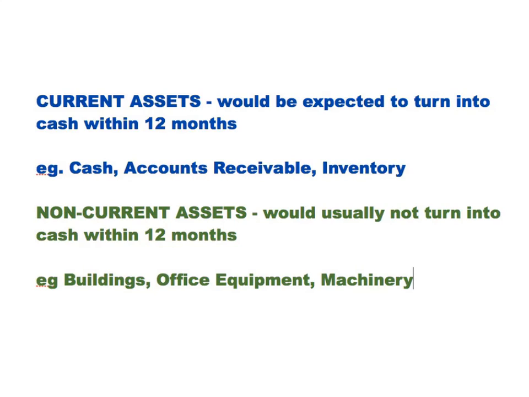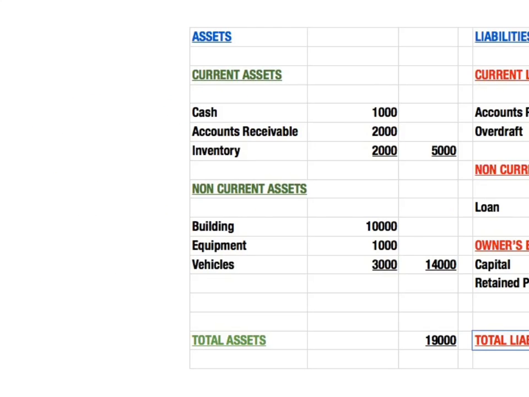And the distinction will generally be that current assets are those which we would expect to turn into cash within the next 12 months. And non-current assets will usually not turn into cash within the next 12 months. We've got some examples there, and they are the same examples that we have on the balance sheet, which we'll go back to.